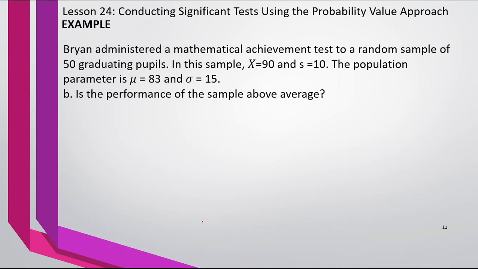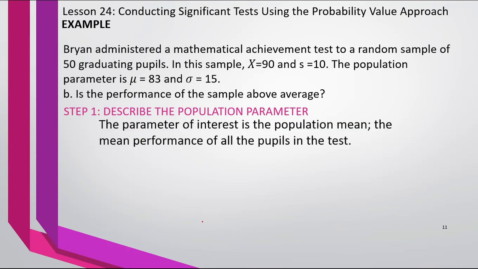Paano naman sa pangalawa? Is the performance of the sample above average? So, check natin. Describe the population parameter again. So, yun yung step 1. The parameter of interest, again, is the population mean, the mean performance of all the pupils' test.